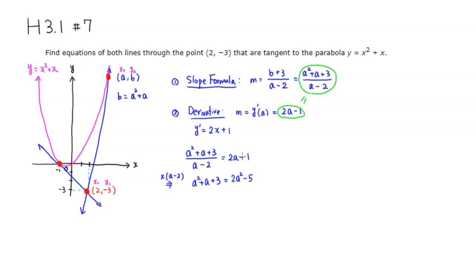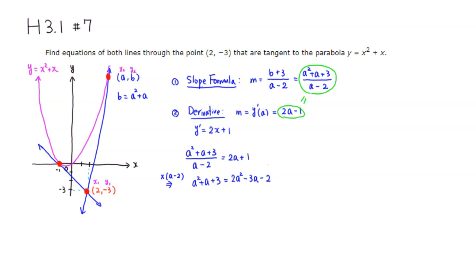Actually, I messed that up. Let me change this. If you do that, you get 2a^2 minus 4a plus a, so that's negative 3a. And then negative 2 times 1 is negative 2.